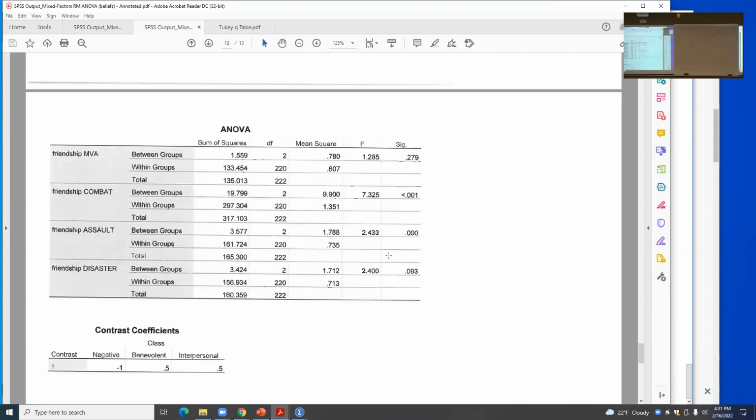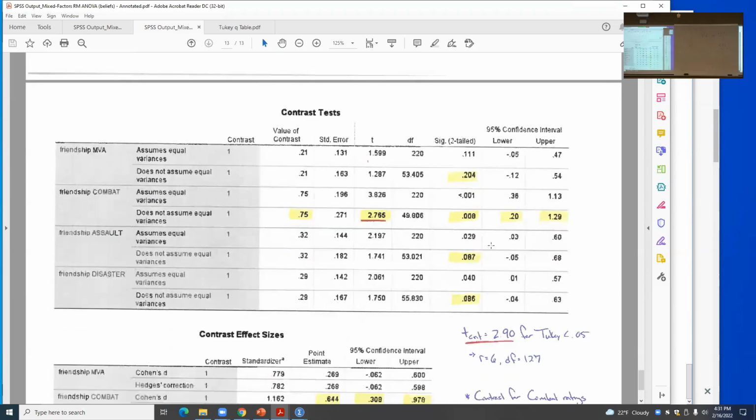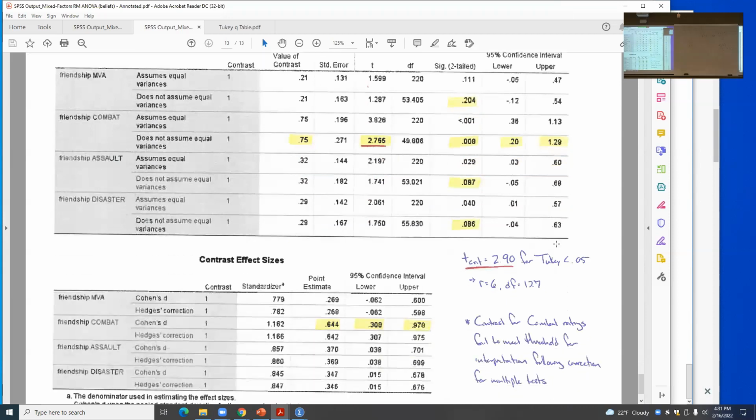Do we care about our one-way ANOVAs? Not really, right? The only reason I asked for a one-way ANOVA is so that I could get SPSS to build me a contrast. So I don't care about that. That's not relevant. I already did my stuff in my interaction. This is something I need to be concerned with.